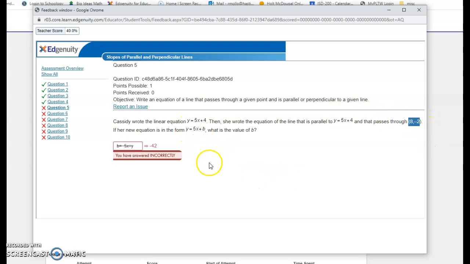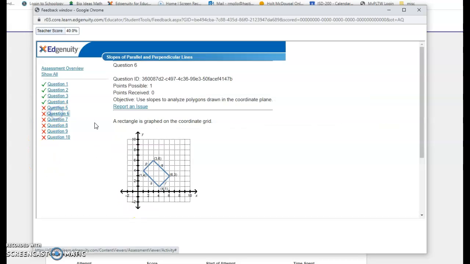So now I'm at negative 2 equals 40 plus b. To get rid of that plus 40, I'm going to subtract 40 from the left side. So then I have negative 2 minus 40, which is negative 42. So b is negative 42.